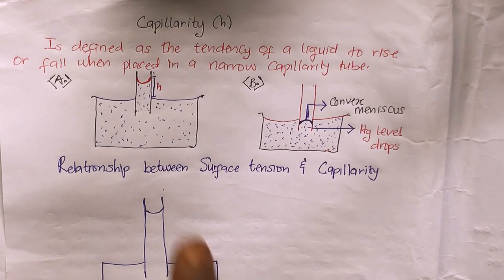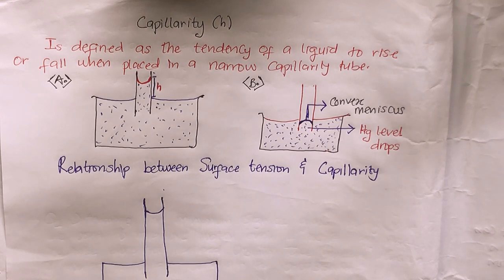Adhesion and cohesion. I'm going to use these two diagrams to explain what is meant by adhesion and what is meant by cohesion. Adhesion is the force of attraction between molecules of different kinds, while cohesion is the force of attraction between molecules of the same kind. For example, the force of attraction between water particles is known as cohesion, while the force of attraction between water particles and glass particles is what we call adhesion.